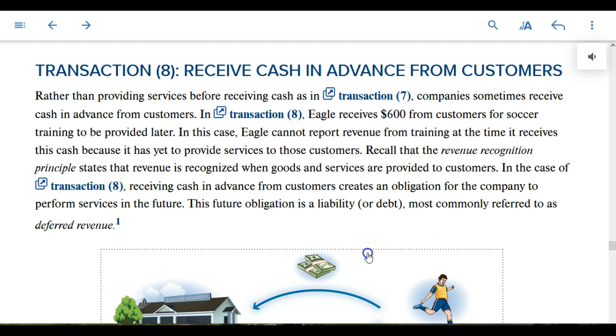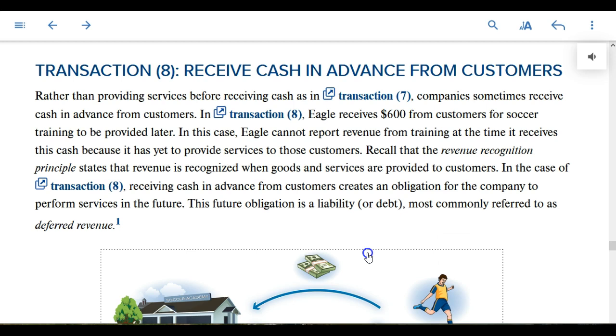Here we are receiving $600 cash from customers, but we are going to provide the training later. So think about this. We have the cash in hand today, but we have not earned it. So we know we're going to increase the cash account. The cash came in the door. But how do we record this coming in the door when we haven't earned it yet? We don't record it as revenue.